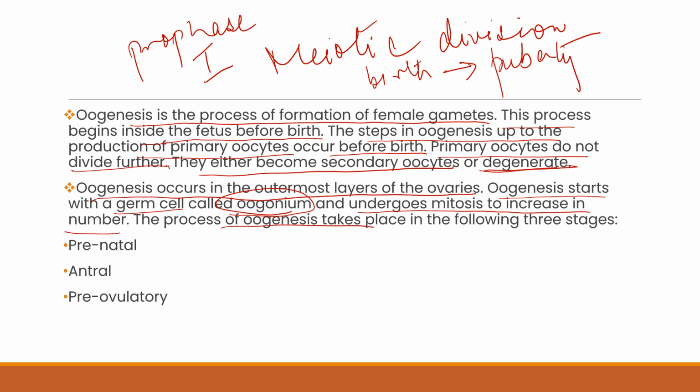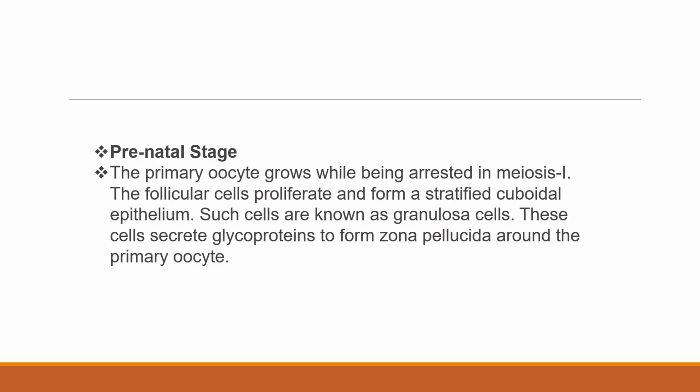The process of oogenesis takes place in 3 different steps. First is prenatal, then antral, and next pre-ovulatory. Prenatal means in the fetus state. Then comes the antral part, when the antrum or the fluid is formed. And then comes the pre-ovulatory, the stage before ovulation. We will see all the stages and details, and then we will move on to the diagram.